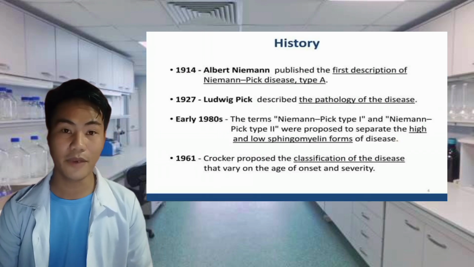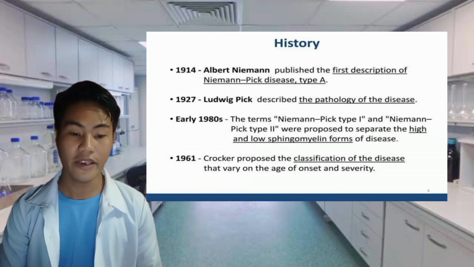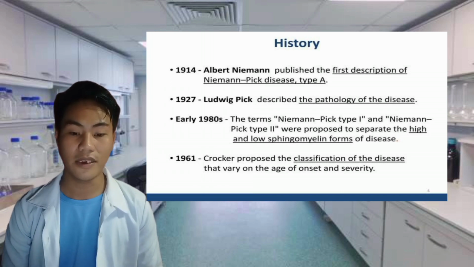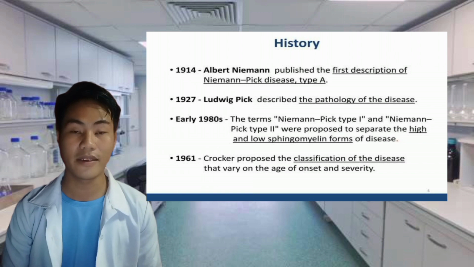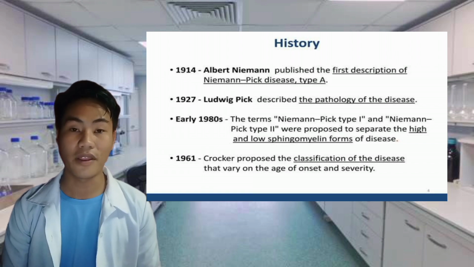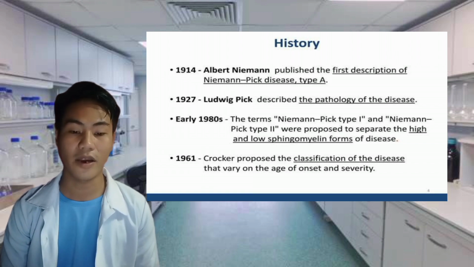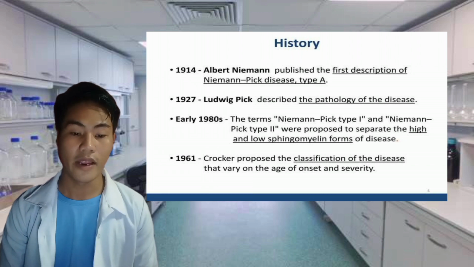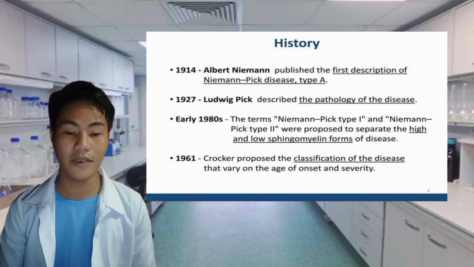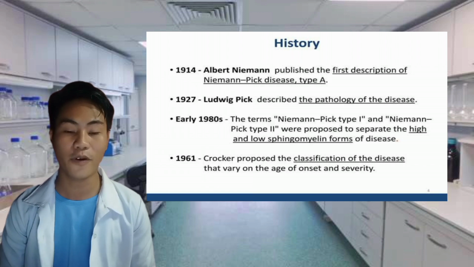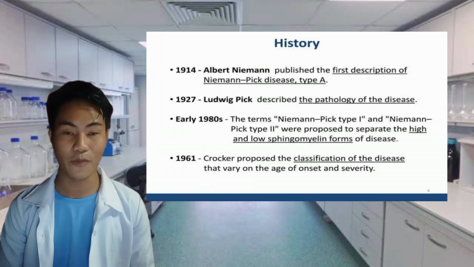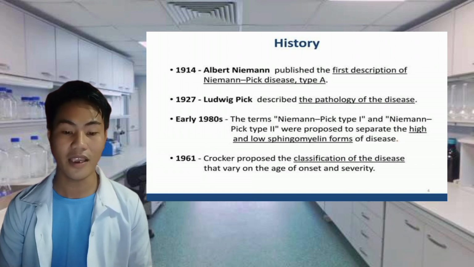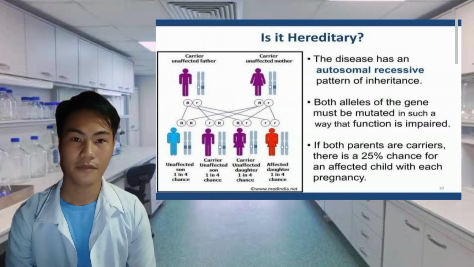The history of Niemann-Pick disease. In 1914, Albert Niemann published the first description of Niemann-Pick disease type A, and in 1927, Ludwig Pick described the pathology of the disease. And in the early 1980s, the terms Niemann-Pick type 1 and type 2 were proposed to separate the high and low sphingomyelin forms of the disease. And in 1961, Crocker proposed the classification of the disease that varies on the age of onset and severity.